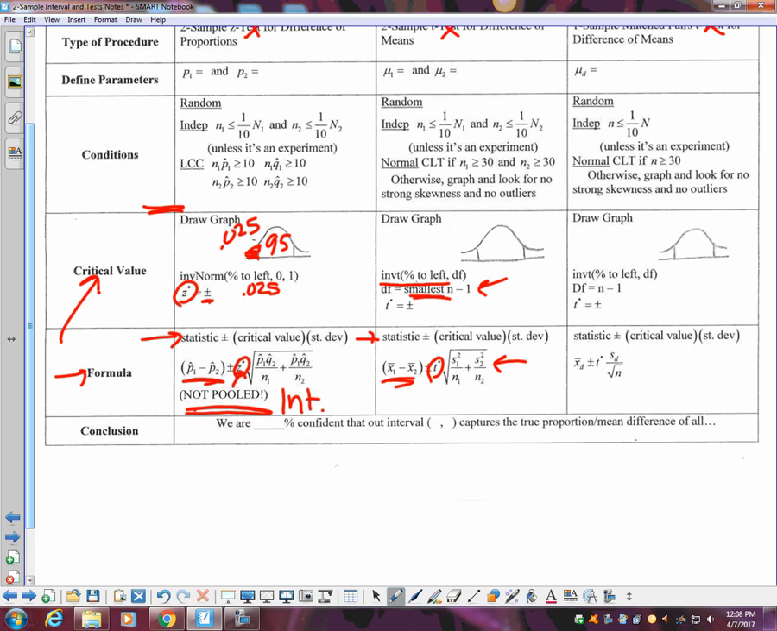Just practice when you're doing these in the notes with me, and then also when you're working on your homework, practice typing it in on your calculator. Don't assume that you know how to do it and just skip to the answer. Make sure that you're comfortable typing this stuff in. That's not how you want to lose points. We are 95% confident that our interval from here to here captures the true proportion or the true mean difference of men who take this drug versus women who take this drug. Just make sure that your sentence makes sense.